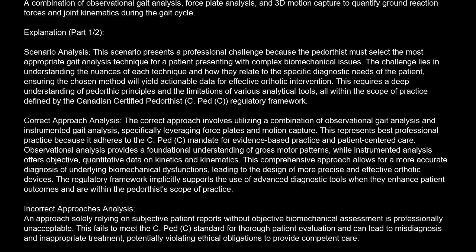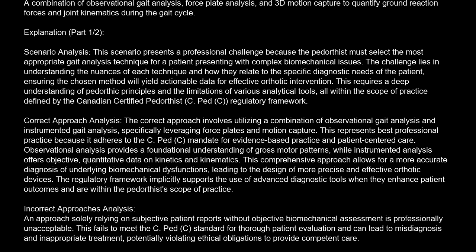The challenge lies in understanding the nuances of each technique and how they relate to the specific diagnostic needs of the patient, ensuring the chosen method will yield actionable data for effective orthotic intervention. This requires a deep understanding of pedorthic principles and the limitations of various analytical tools, all within the scope of practice defined by the Canadian Certified Pedorthist CPED-C regulatory framework.